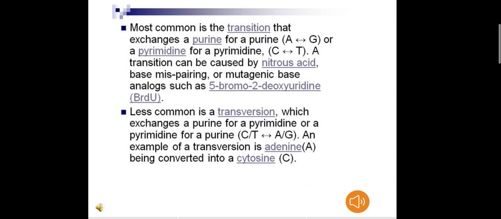First type is transition. Most common is the transition that exchanges a purine for a purine or a pyrimidine for a pyrimidine. A transition can be caused by nitrous acid or mutagenic base. The other type is transversion. Transversion is less common. In this, exchange of a purine for a pyrimidine or a pyrimidine for a purine is done. Example of transversion is adenine being converted into cytosine.